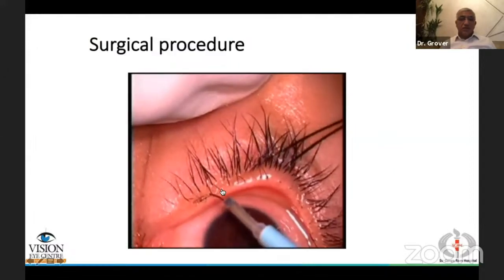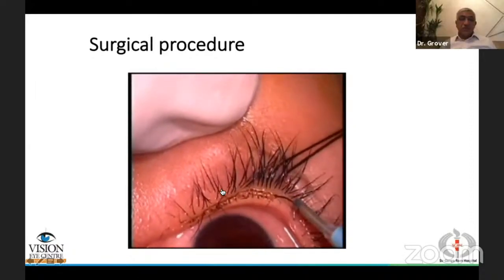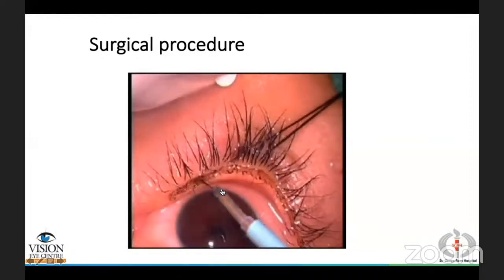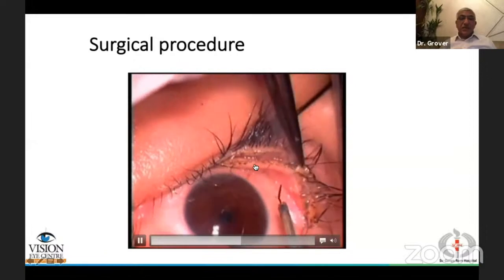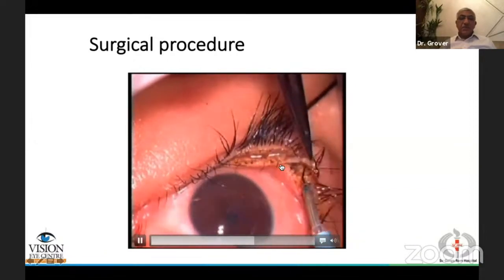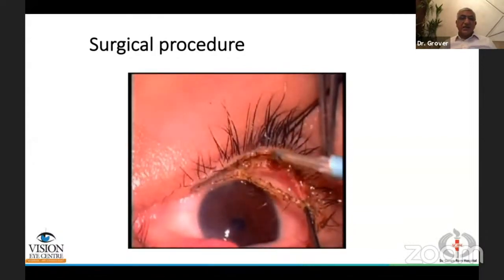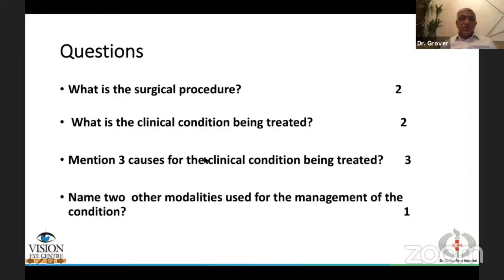Great. Now look at this video. Electroepilation. Not really. Would you do it like this? No, this is the splitting. Yes. This is for distichiasis, the splitting of the lid. You can see the distichiatic lashes. We need to identify that. So a lid splitting is being done and the part bearing the cilia arising from the meibomian gland openings is being excised, and then you'll possibly put a graft here. So you need to identify the procedure, the condition being treated, the causes for the clinical condition, and the other modalities used for the management of the same condition.